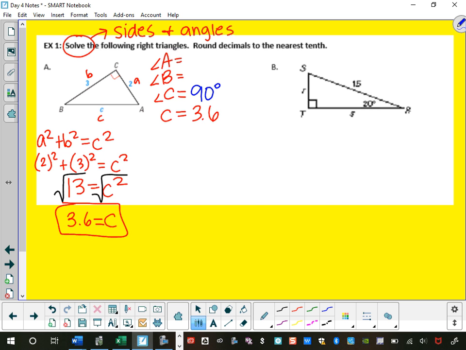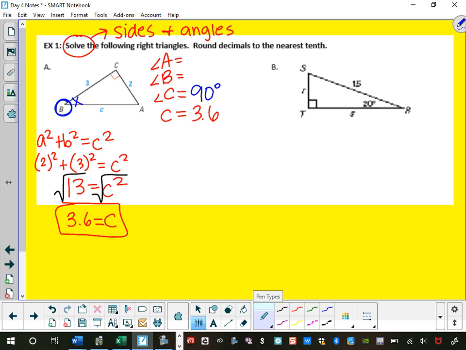All right, so now I just need to find two angles, A and B. Let's pick angle B. This is where trig comes into play. If we're starting with angle B, let's use 2 and 3, because they already gave us those numbers, and I don't want to use 3.6 as a decimal. I'm going to erase the sides because we're done with the Pythagorean theorem.